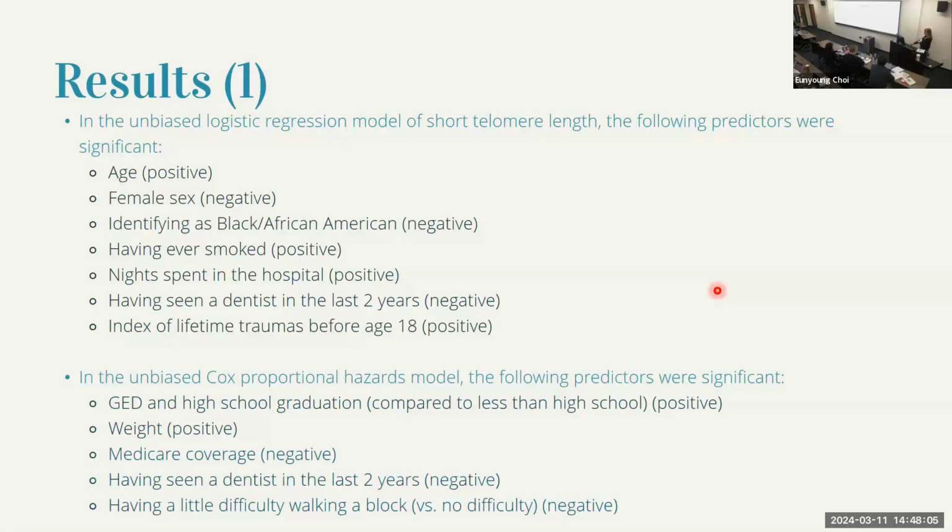Things that were linked to lower hazard of short telomeres were having Medicare coverage, having seen a dentist in the last 2 years again, and then, kind of interestingly, and we don't really know what to make of this one, saying that you have a little difficulty walking a block versus having no difficulty. We have a hypothesis here, but we're not entirely sure what to make of that result.